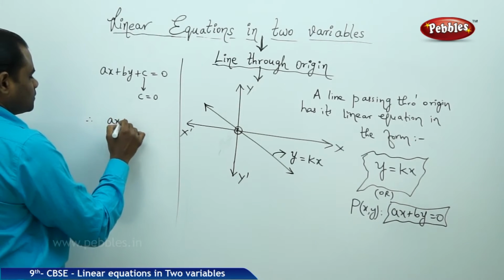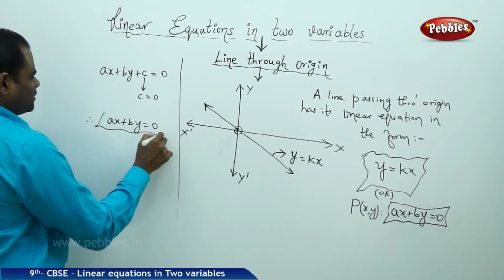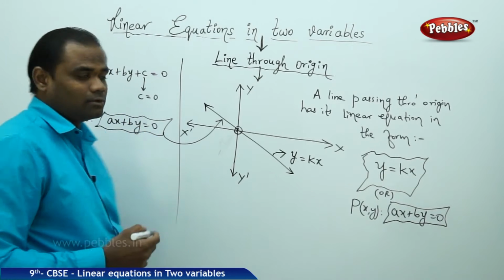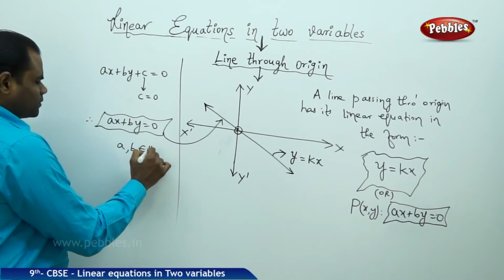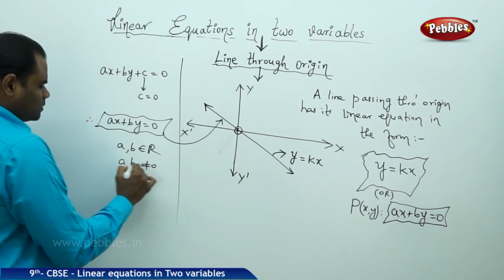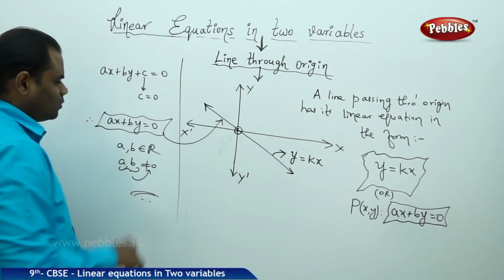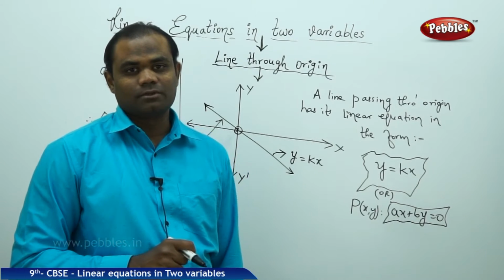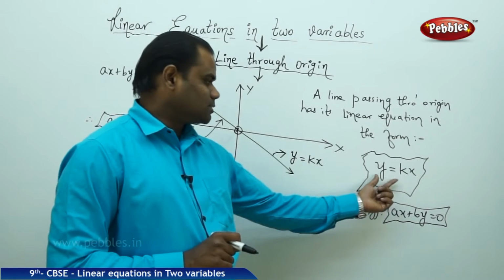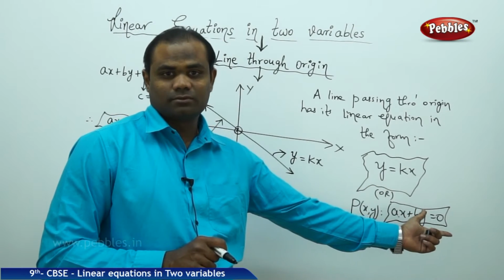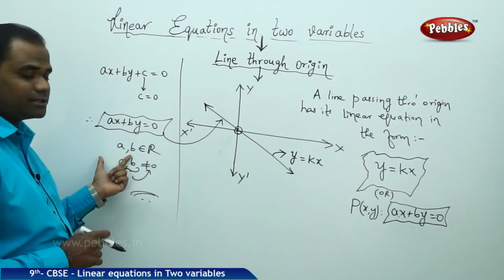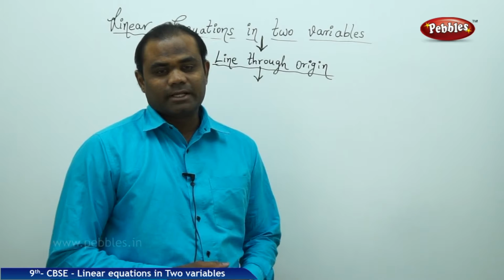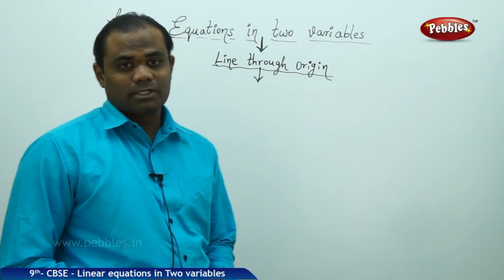Therefore, a line which passes through origin would be in the form ax plus by equal to 0, with a and b belonging to real numbers and both non-zero. This is how I understand the special case of a line passing through origin, which can be expressed in the form y is equal to kx or ax plus by equal to 0, with the conditions a and b being real numbers and both non-zero. Let's see an example problem in the continued session.